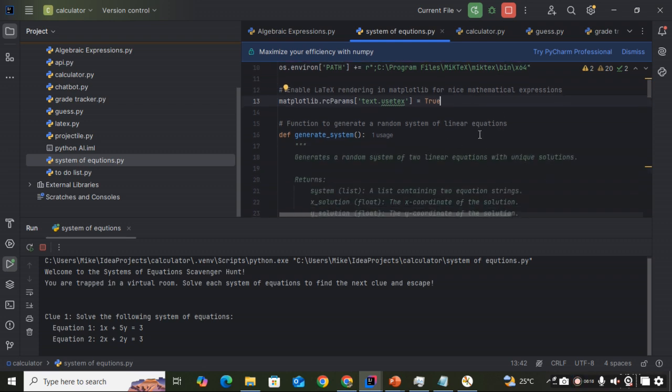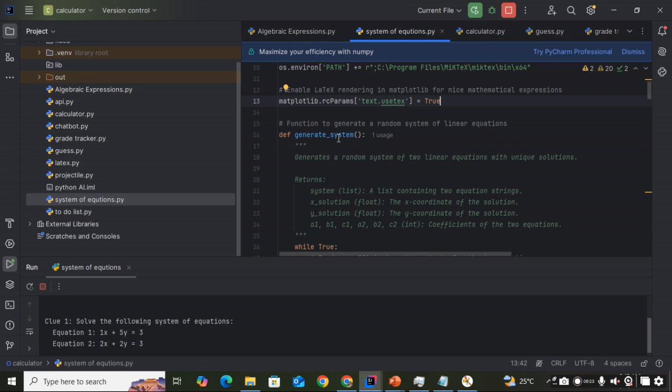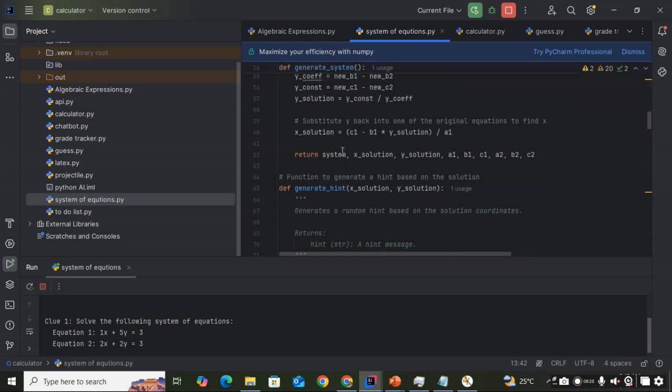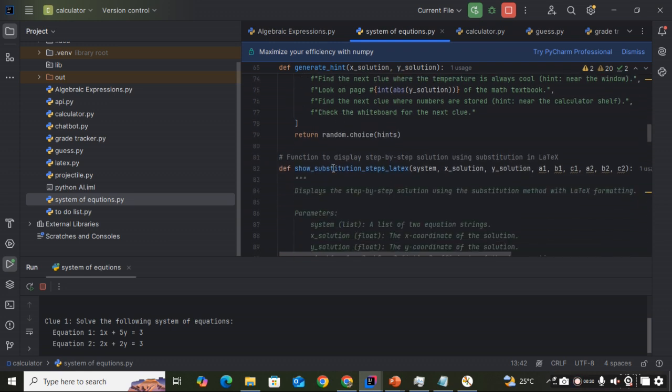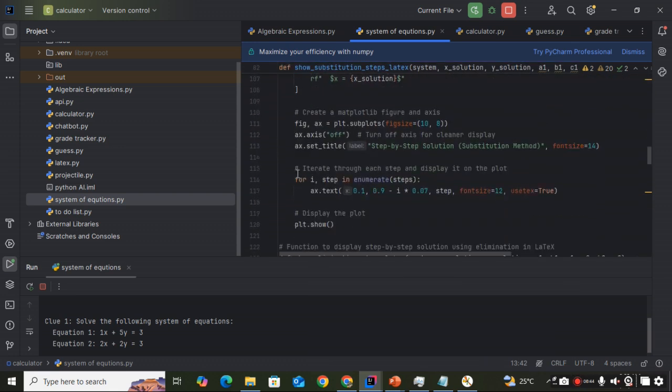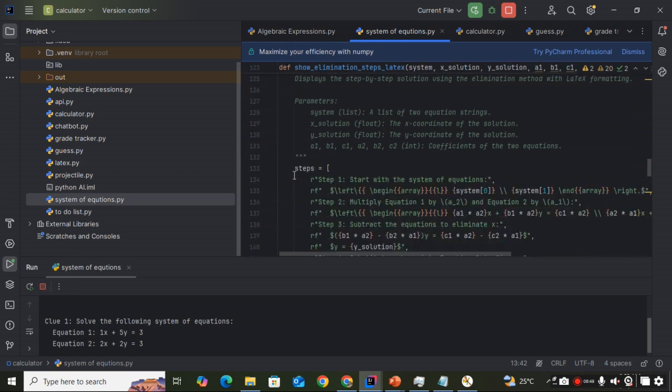Now, let's try to go here. We have several functions here. We have functions to generate the system of equations, and also a function to generate some hints. We have a function to show the substitution, because we're solving linear systems of algebraic expressions. We need to show the substitution steps, and of course a variant, which is the elimination steps.